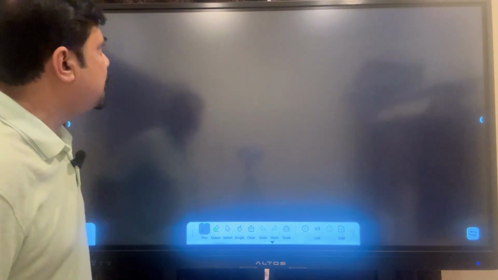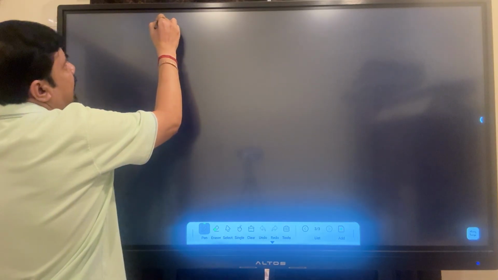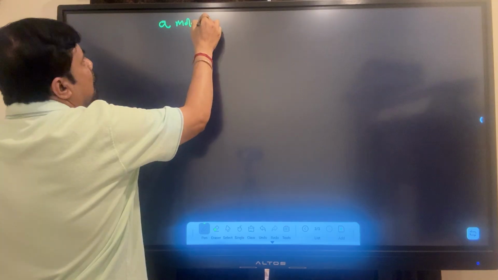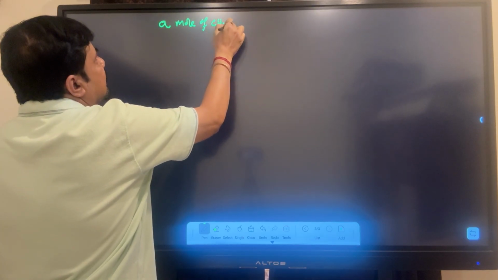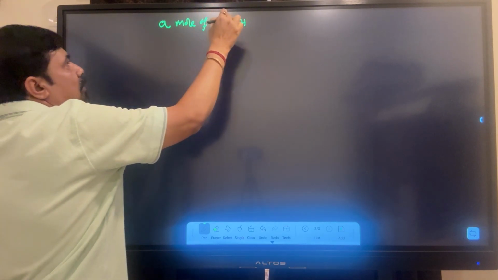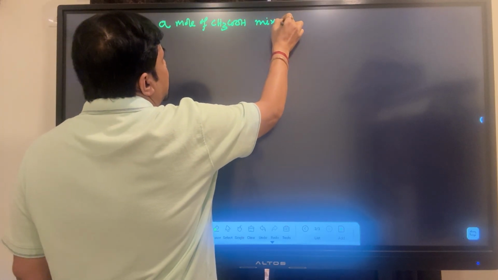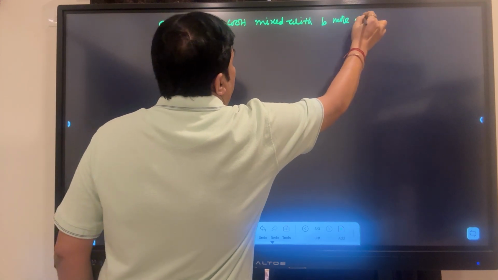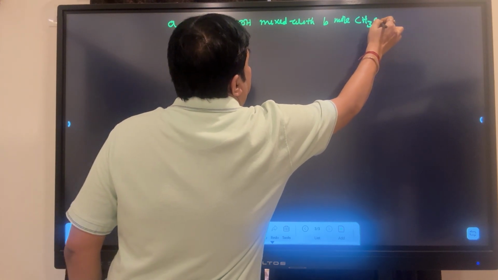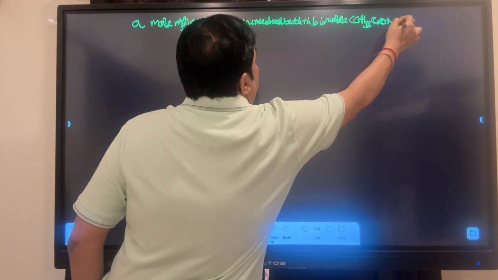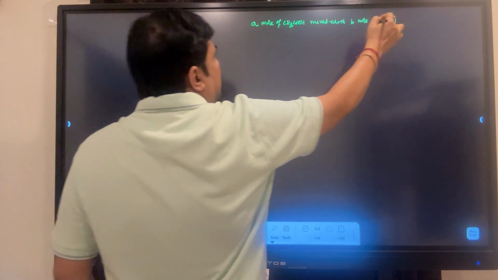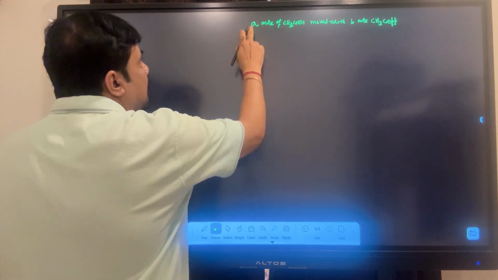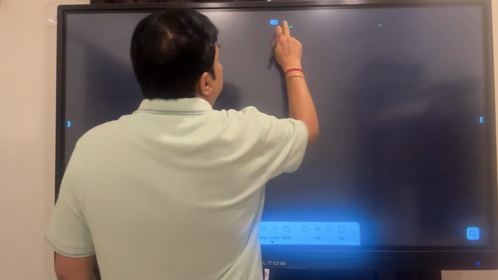So initially suppose I am taking one solution. Suppose I have a mole of acetic acid mixed with b mole of sodium acetate. Sorry, I am rubbing and writing so that you can clearly observe.